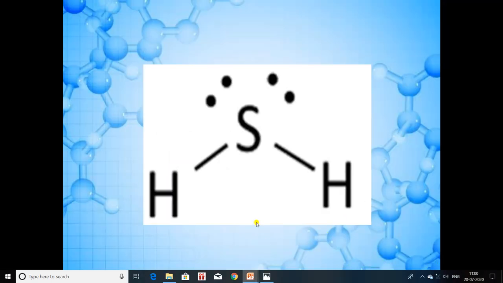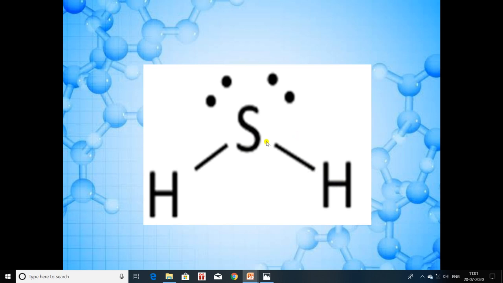So next part is H2S. Now central atom is sulfur and hydrogen atoms are attached to sulfur atom. Okay. Now sulfur belongs to 16th group. So valence electrons of sulfur are 6. So 1, 2, 3, 4, 5, 6. Okay. That means sulfur needs only 2 electrons to complete its octet. Similarly here hydrogen has 1 electron and it needs only 1 electron to complete its duplet. This hydrogen also has 1 valence electron.